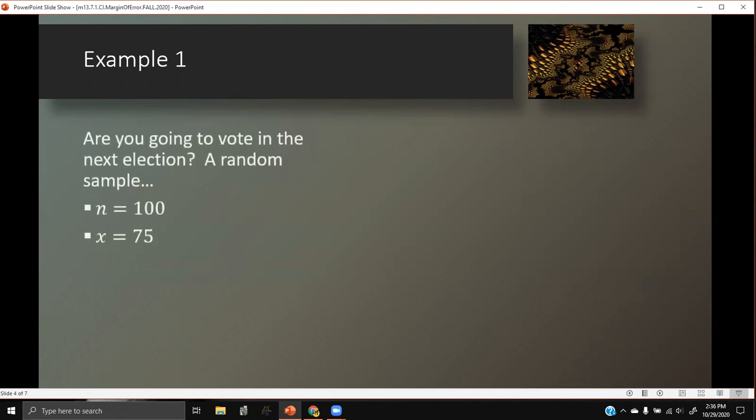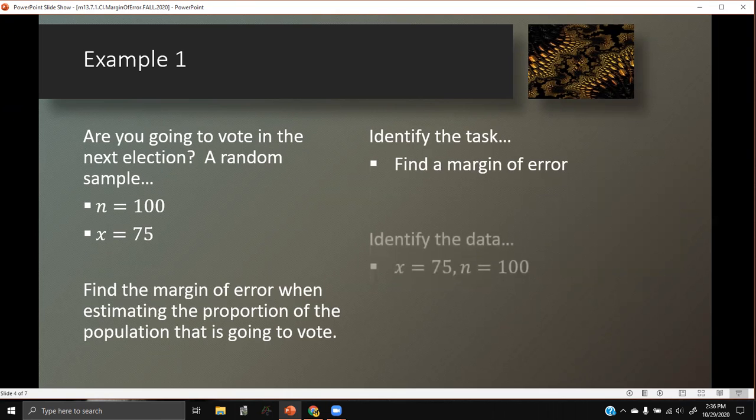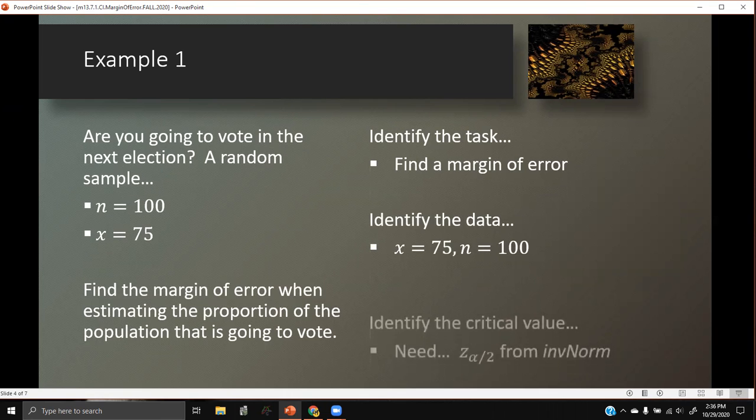The first example. Are you going to vote in the next election? Well, a random sample of 100, 75 of them said, yeah, I'm going to vote. So we're going to find the margin of error when we want to estimate the proportion of the population that is going to go vote. So the task, find the margin of error, is clearly spelled out. The data is also really visible: x equals 75 and n equals 100.